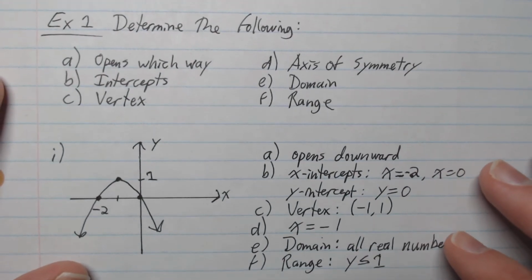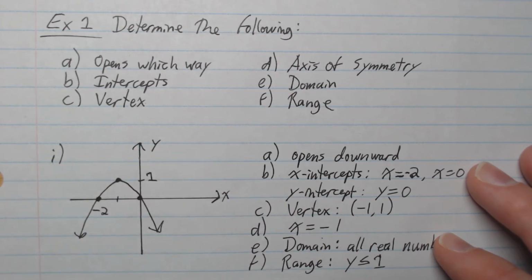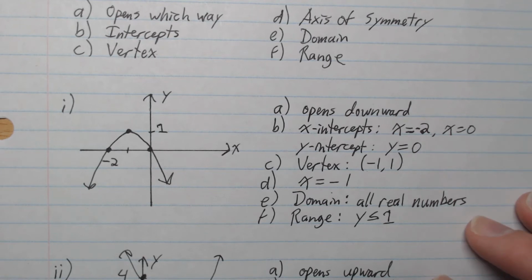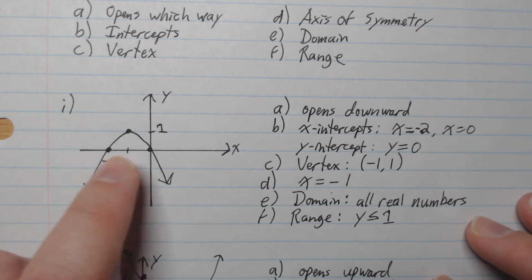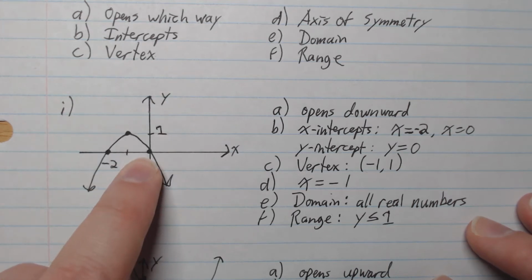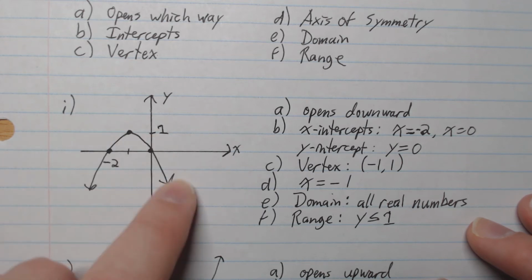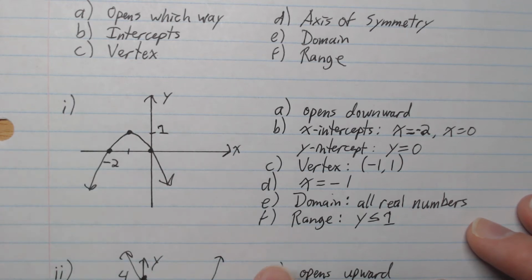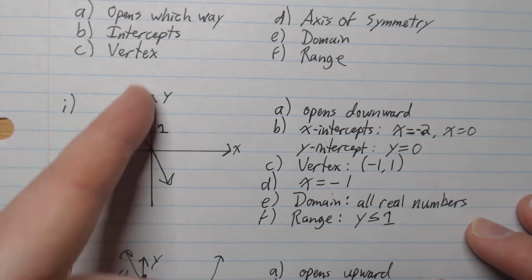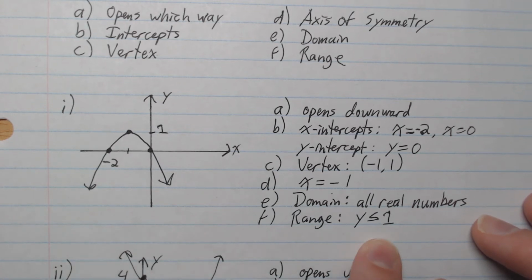Okay, so let's do some practice. Determine the following. Opens which way, intercepts, vertex, axis of symmetry, domain, and range. And we're going to get that from the graph. So here we see that it opens downward like that. X-intercepts -2 and 0. Y-intercept, when does it cross the y-axis? It's y equals 0. Vertex (-1, 1) like that, and we notice that it is a maximum. The axis of symmetry is the same x value as the vertex, so it's x equals -1. Domain, all real numbers, and range, y less or equal to 1, like that.